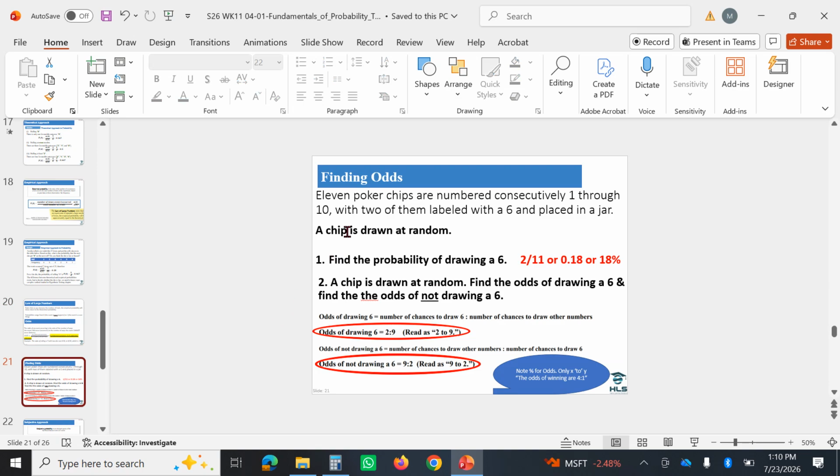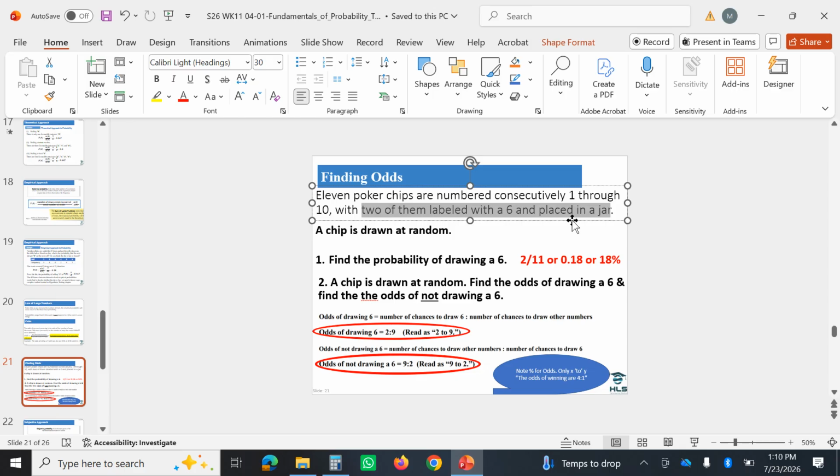Finding the odds here: 11 poker chips are numbered consecutively, 1 through 10, with an extra labeled as an extra 6. So there are 2 poker chips with a 6, and then there's only 1 of each of the rest: 1, 2, 3, 4, 5, 7, 8, 9, 10. There's only 1 of those guys, 2 6s. So a chip is drawn at random. You put all these chips in a bag, you can't see any, and you draw one. Find the probability of drawing a 6.